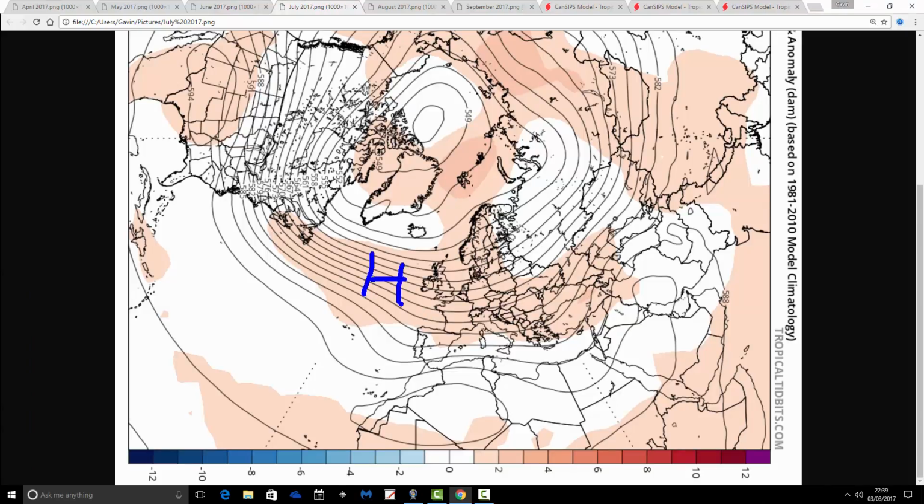We've got above average heights, only weakly above average heights, but they are above average, extending from the Atlantic into many central western parts of Europe.